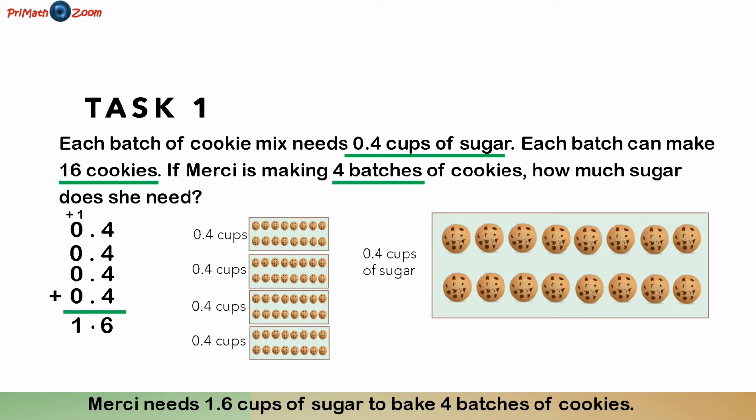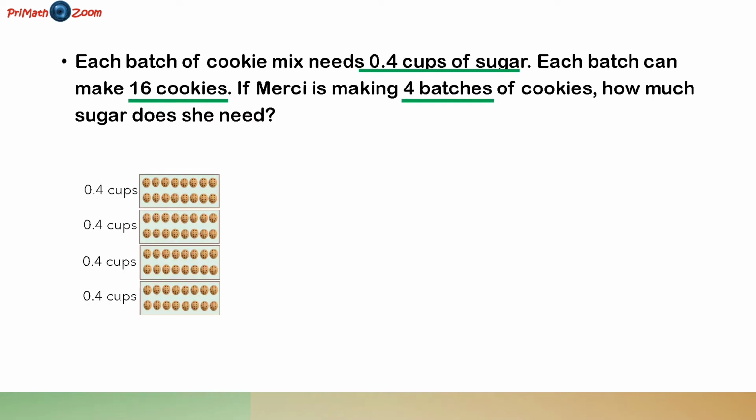But this is not the only way. We have a shorter way that we can work this. So let's explore this other way. Each batch of cookie mix needs 0.4 cups of sugar. Each batch can make 16 cookies. If Mercy is baking 4 batches of cookies, how much sugar does she need? So here we have the main points underlined. And also in this picture, we have the 4 batches of cookies that Mercy will be making. And it is showing that for each batch we need 0.4 cups.